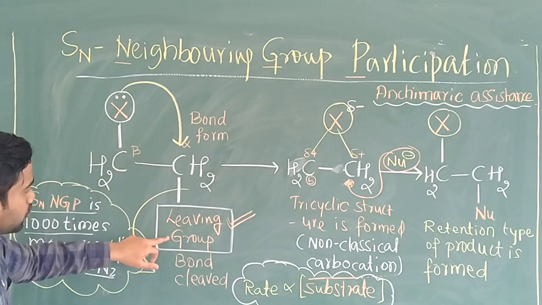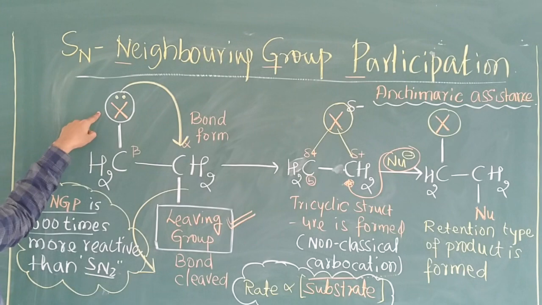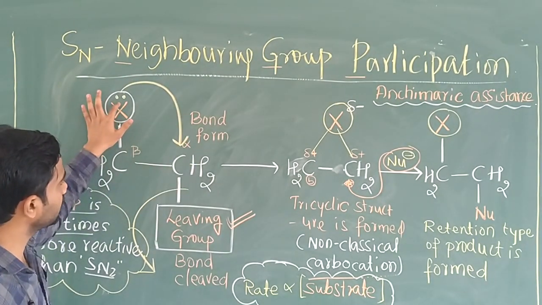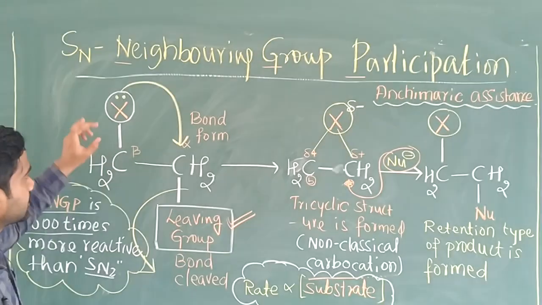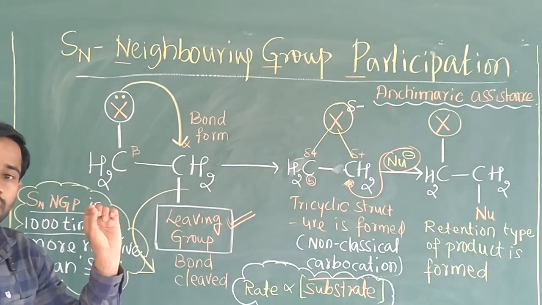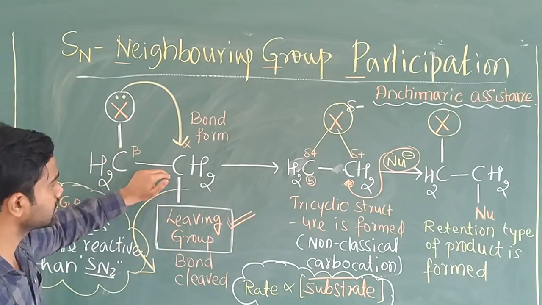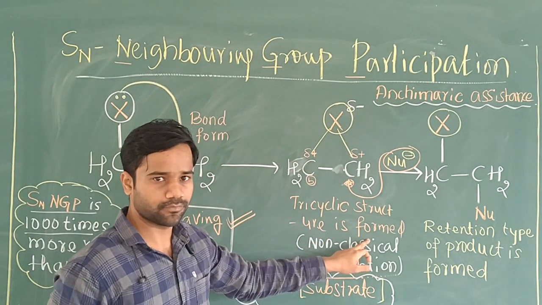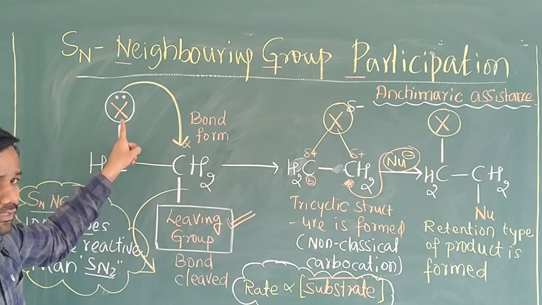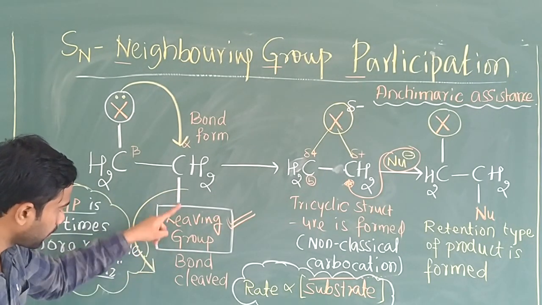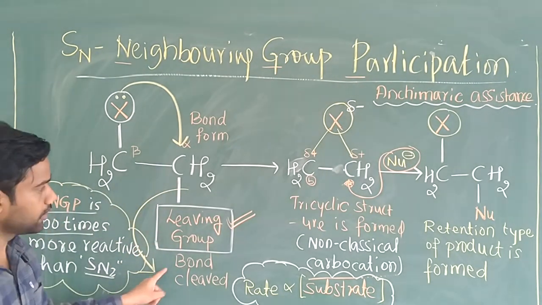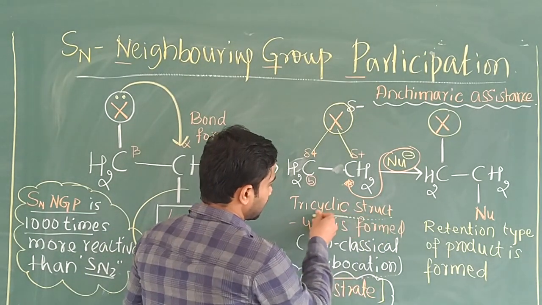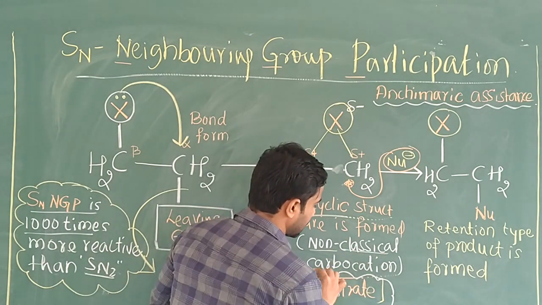The alpha carbon has the leaving group, and the beta carbon has the halogen element. The lone pairs of this halogen attack this carbon. In this case, the halogen group acts as a nucleophile attacking this carbon. After this, a three-membered cyclic structure is formed, with the formation of the new bond with the halogen group and the breaking of the old bond. That is known as a non-classical carbocation.